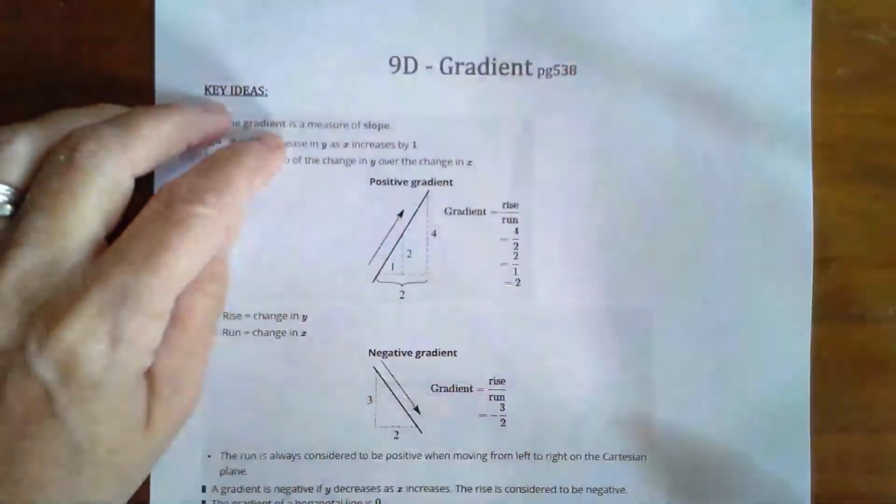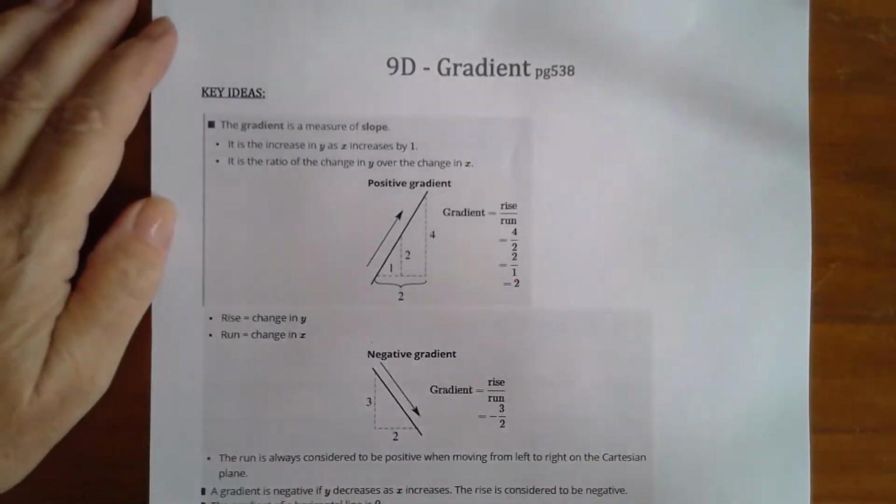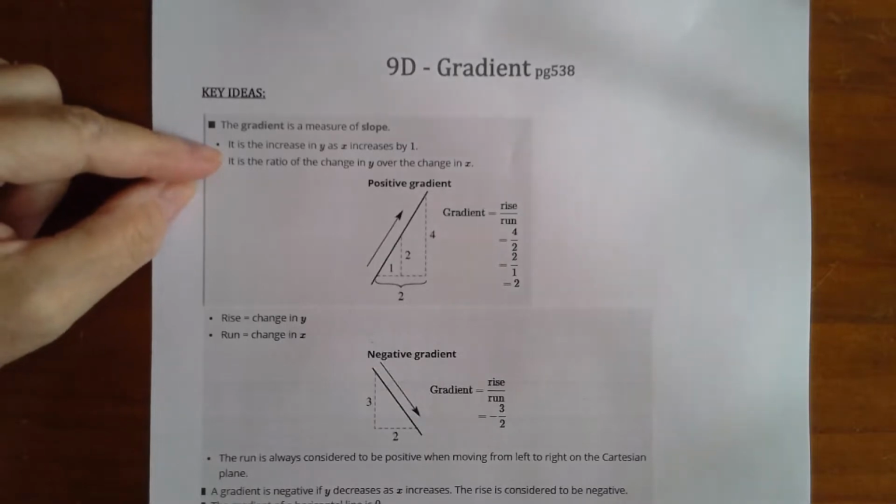Hi girls, this video is about 9D. It's about finding the gradient of a line. So the gradient is about the slope or the steepness of the line. So let's look at it.